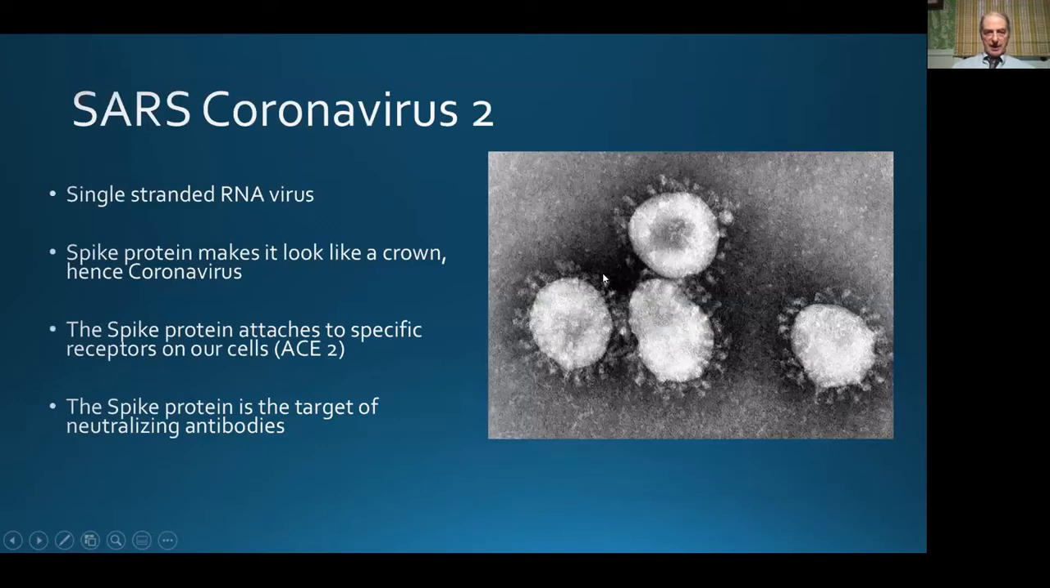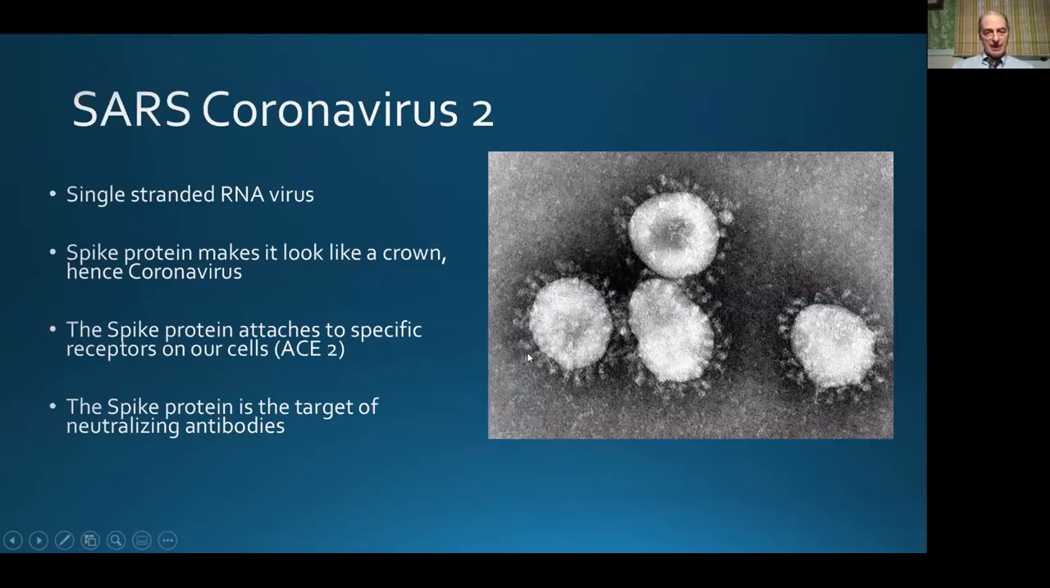So this is an electron micrograph of COVID-19. And of course, the most striking feature of it is this halo of spike proteins, or corona, and hence the name. The virus was not actually named for the beer, nor was the beer named for the virus. But the spike protein makes it look like a crown, and so it became corona.